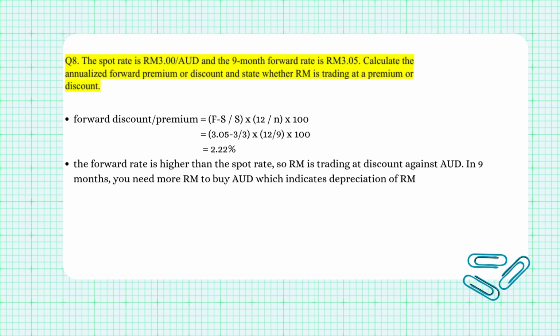Calculate the annualized forward premium or discount and state whether RM is trading at a premium or discount. So, the formula of forward discount or forward premium is forward minus spot rate, divided by spot rate, times 12 over the terms or the month, and times 100. Then we'll get 3.05 minus 3, divided by 3, times 12 over 9, times 100, and we will get 2.22%. So the forward rate is higher than the spot rate.